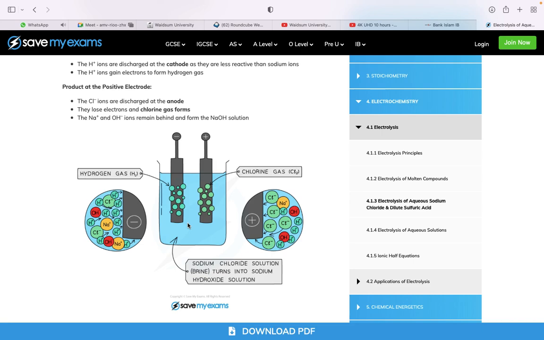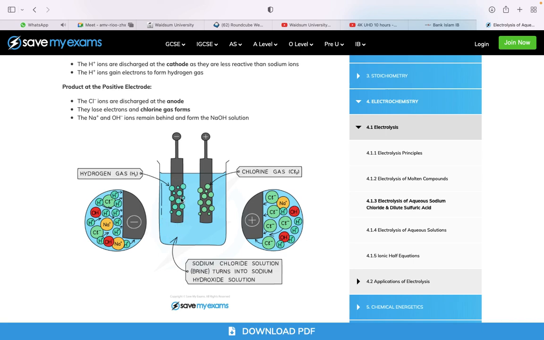It will turn into sodium and hydroxide solution. Is that okay? Then the sodium, like we already said, will migrate to the cathode, while the hydroxide, OH, ion will migrate to the anode. But that's not the only ions that are produced. We also said there is chlorine ion, which will also migrate to the anode, and there is a hydrogen ion, which will also migrate to the cathode.